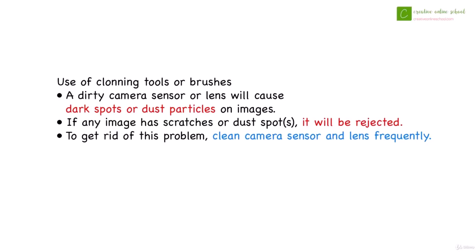Use cloning tools or brushes to get rid of dust and scratches. A dirty camera sensor or lens will cause dark spots or dust particles to appear on images. If any image has scratches or dust spots, it will be rejected. To get rid of them, clean the camera sensor and lens frequently.